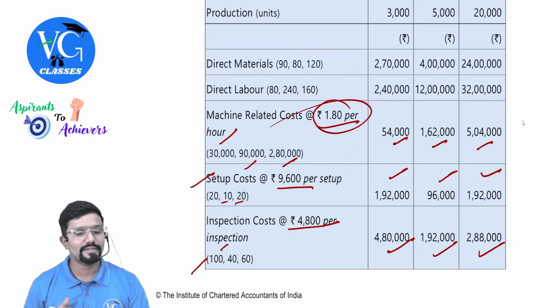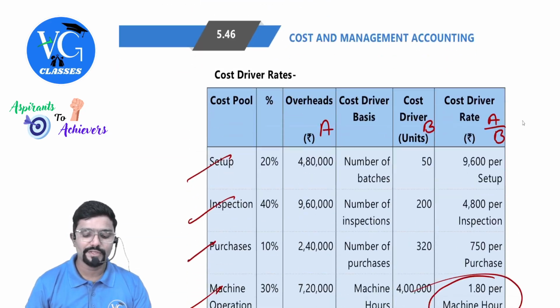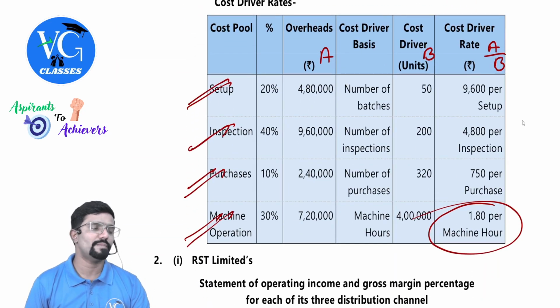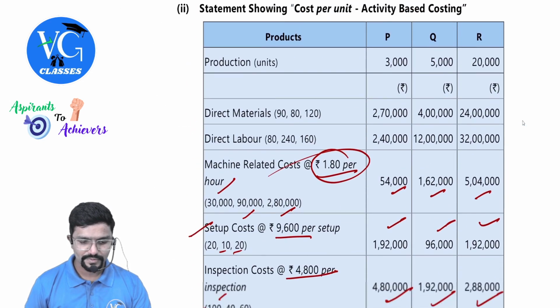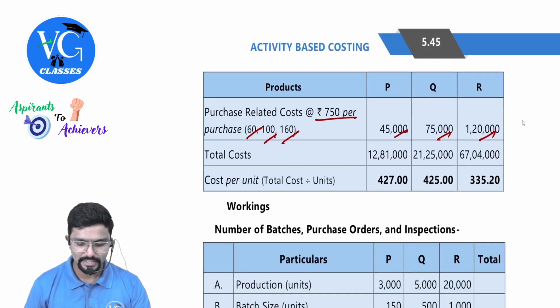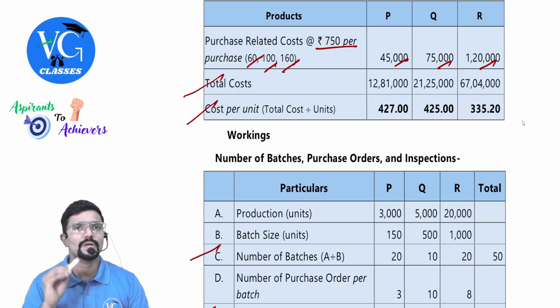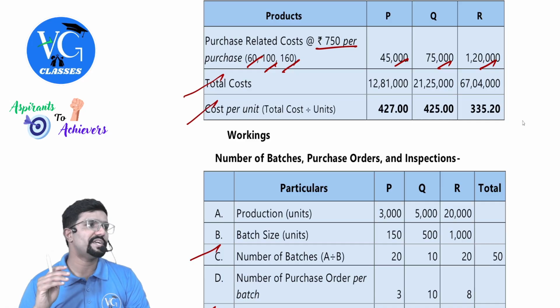It's better you take it in the order. Follow only one order, because if I am going with setup, inspection, purchases and machine operation, then in the question, which one is given first? Okay, let us see that. Total cost you will get divided by number of units. You will get cost per unit.